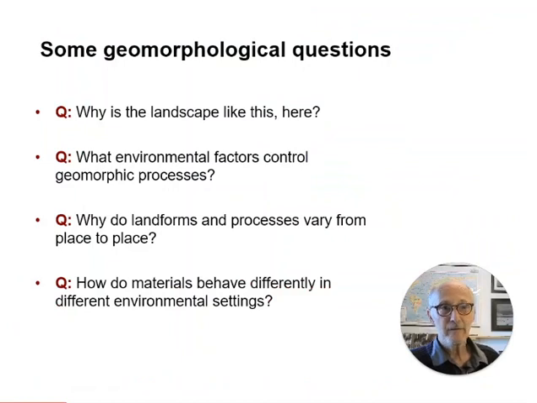So we're beginning with some very fundamental geomorphological questions that are leading us towards this topic of temperature. Why is the landscape like this in this particular location? What environmental factors are controlling the processes going on here? Why is it that this location is different from another location? Why do landforms and processes vary from place to place? And how do the materials involved behave differently in these different environmental settings? Those are very fundamental questions about geomorphic controls on landscape development. And you can start asking these questions about your own case study landscapes, your own favourite landscapes, your own local landscapes.